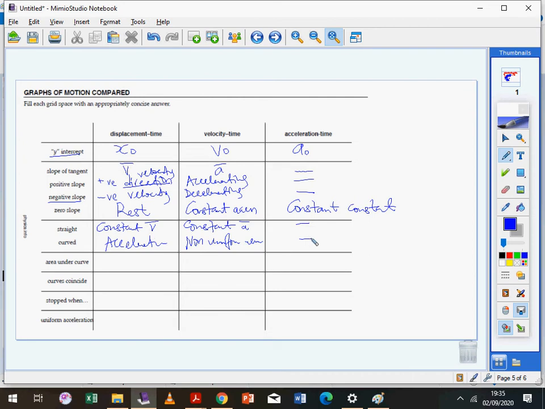The area under a curve, you guys can fill that out. I can't see this word, so you guys will also figure that out. It is stopped when, you guys will also fill that out, and you have uniform acceleration. So you're just filling out what's happening to the graph. Is the graph curved? Is the graph straight? That's what you're filling out.